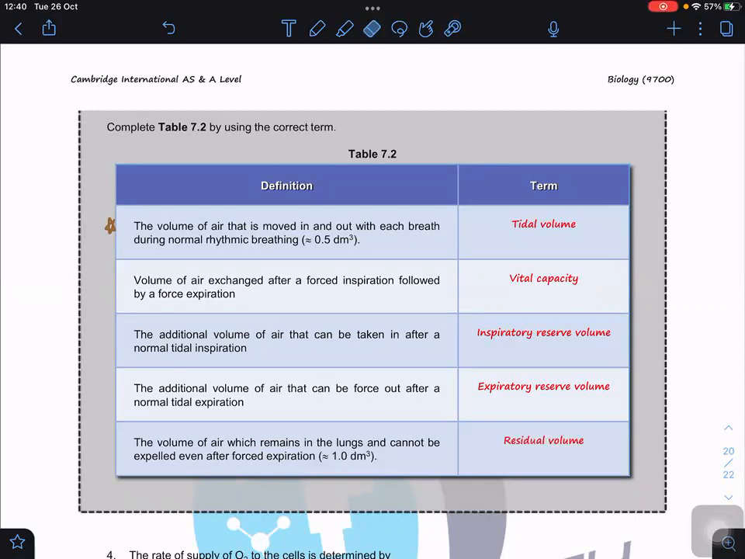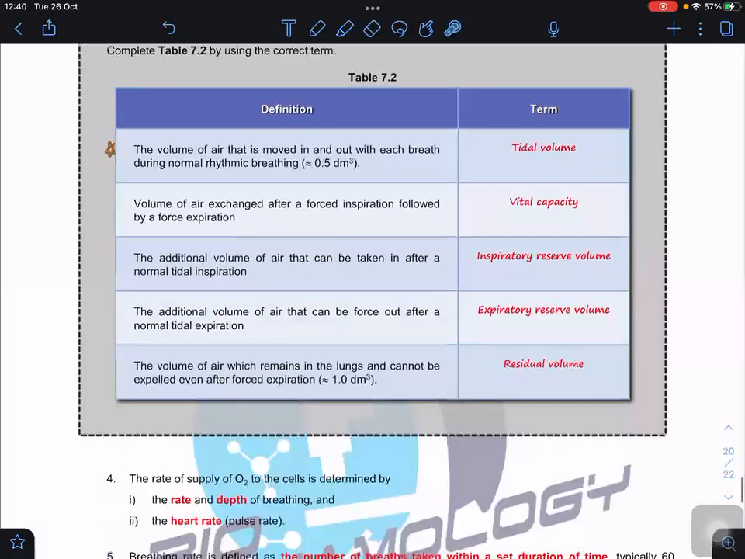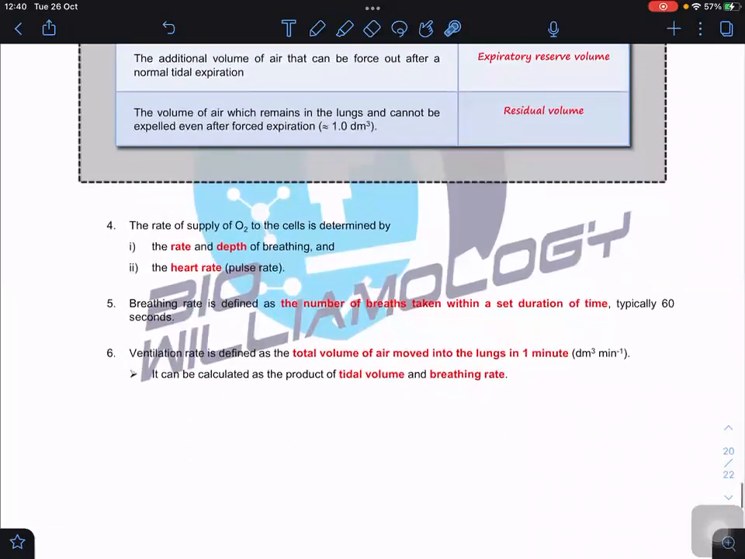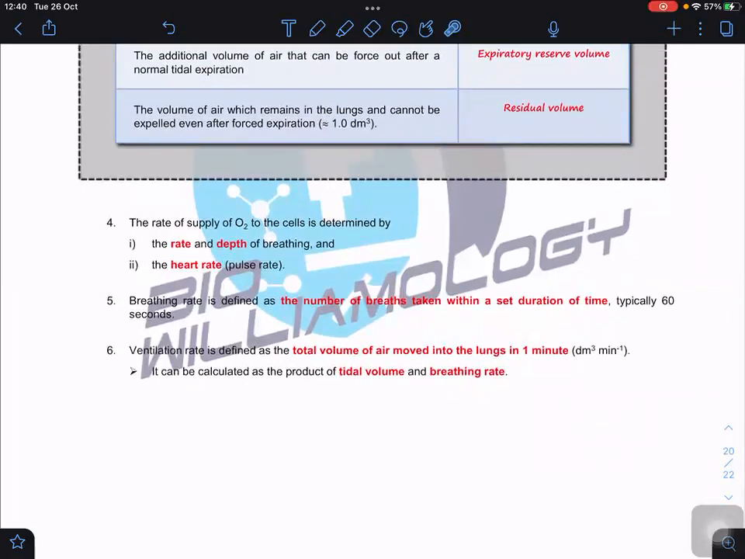So out of these 5, the only one that you need to know is the tidal volume. Why? Because tidal volume can change based on our activity. If vigorous activity, tidal volume will change. Okay, so the rate of supply of O2 to the cell is determined by the rate and the depth of your breathing and heart rate, which is the pulse rate.